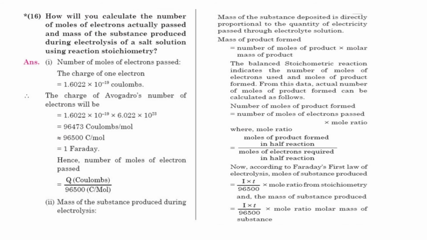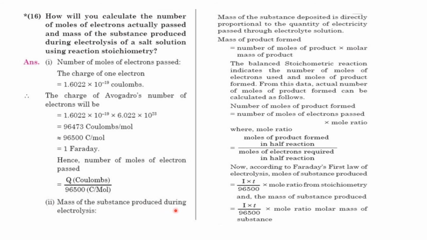The charge of one electron is equal to 1.6022 × 10^-19 coulombs. Therefore, the charge of Avogadro's number of electrons will be 1.6022 × 10^-19 multiplied by Avogadro's number, 6.022 × 10^23, which is equal to 96,473 coulombs per mole, approximately taken as 96,500 coulombs, that is 1 Faraday. Hence, the number of moles of electrons passed is equal to Q upon 96,500.